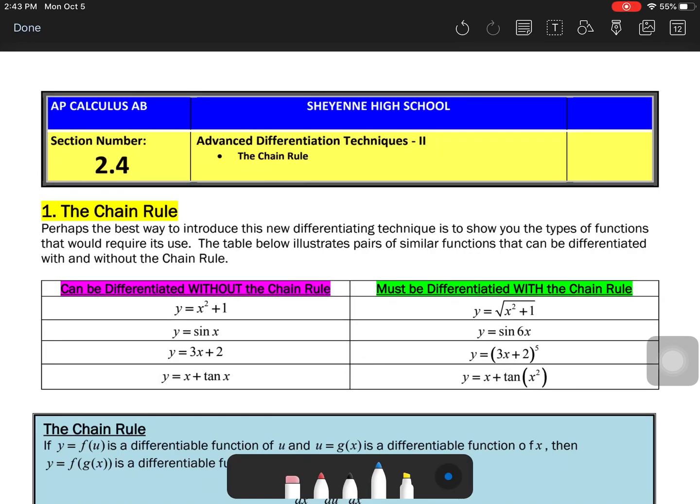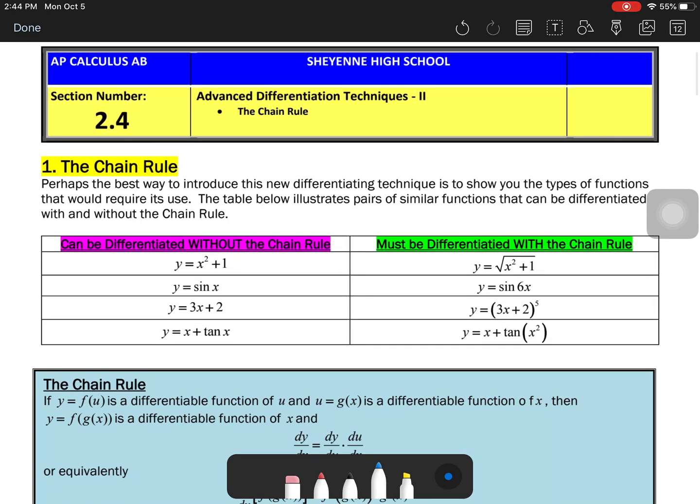Hello AP Calc class. We're going to look at the notes for section 2.4 entitled Advanced Differentiation Techniques, and the main thing that we're looking at in here is the chain rule. In the second part of this video, we're also going to look at doing some derivatives of some of the other trig functions and also the natural log and common log functions, and those are called the transcendental functions. Just sometimes you'll see that in the book, they call them transcendentals.